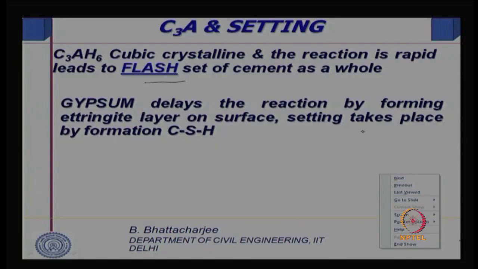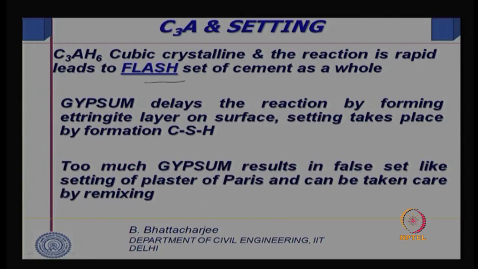Now, gypsum essentially delays the reaction by forming an ettringite layer on the surface. Setting takes place later on by formation of CSH. So, this is what it does. Gypsum delays the reaction by forming ettringite. We will look into this in more detail from time to time, and setting takes place by formation of CSH. Too much gypsum is also not good.